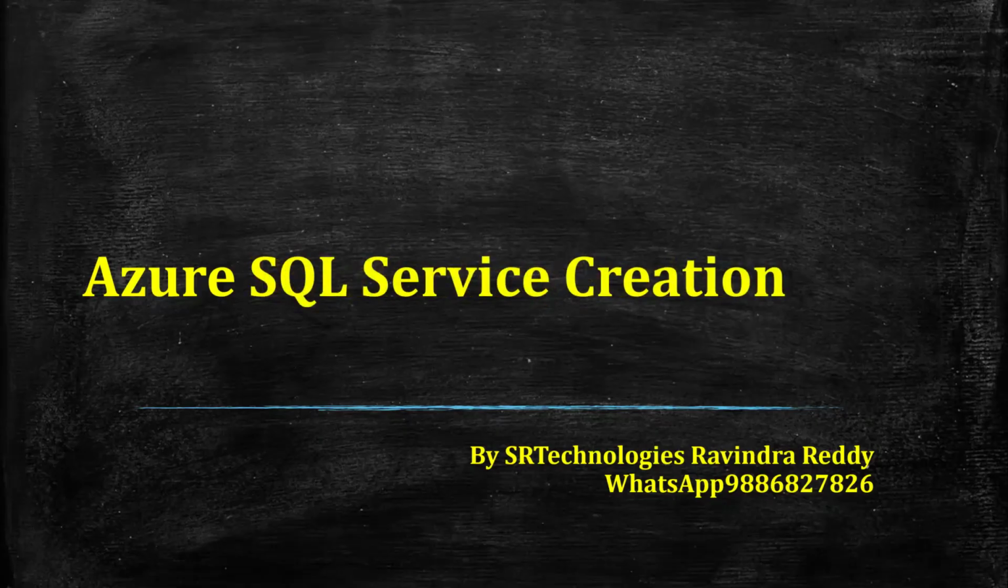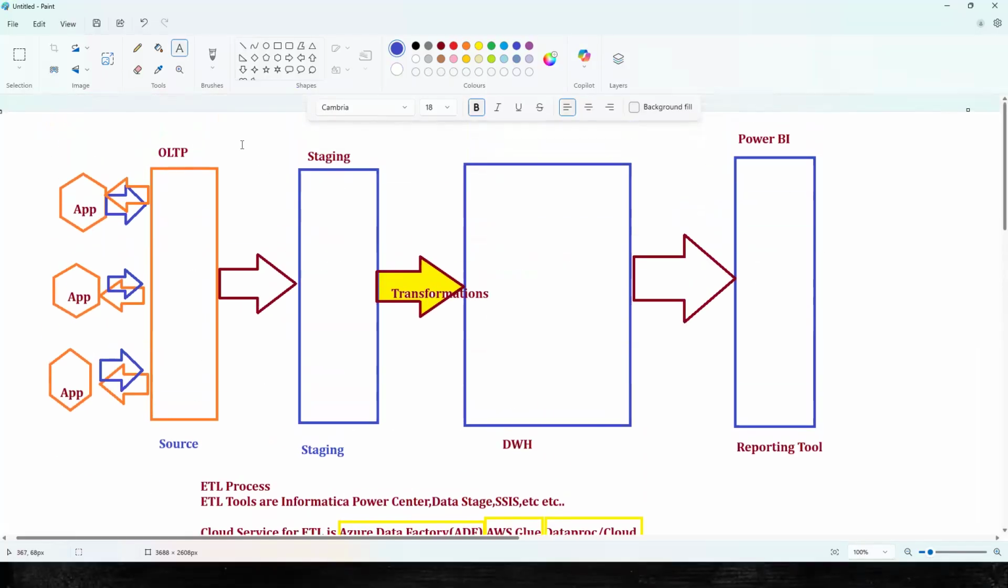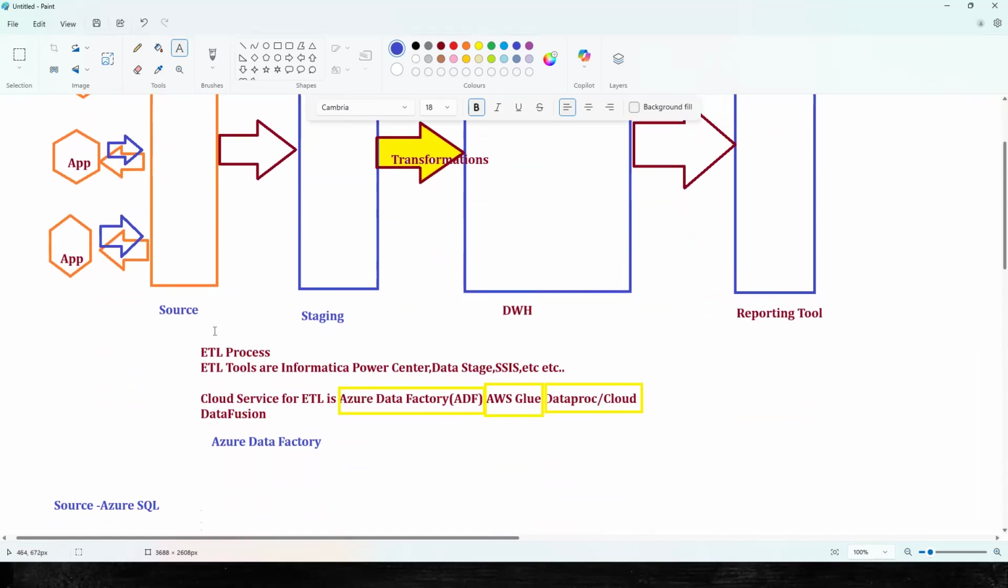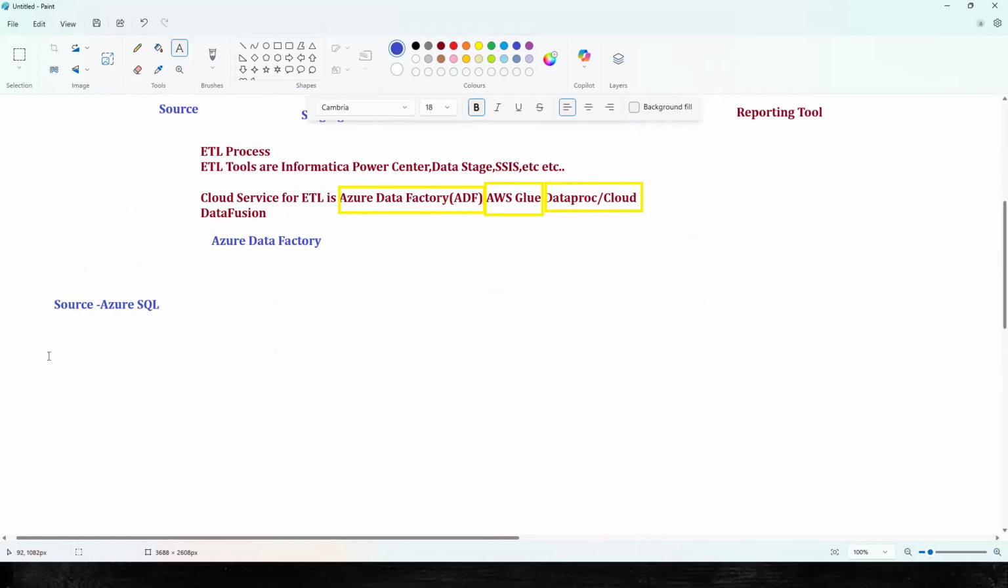So suppose let's take it up here. Whenever you want to perform any ETL, first you should have a source system, a target system, as well as staging. For example, in this case, OLTP is the source and staging is some temporary location. To understand it, here we are going to create the source, which is Azure SQL, and the target is ADLS, Azure Data Lake Storage. Now try to understand how to create an Azure SQL.